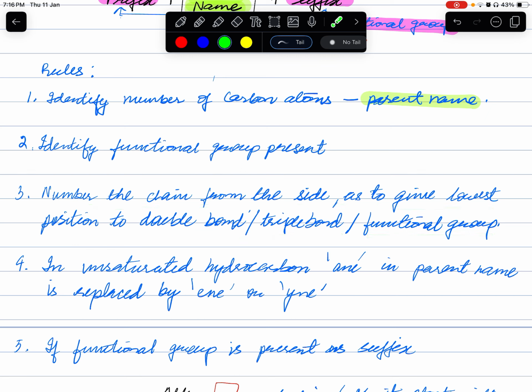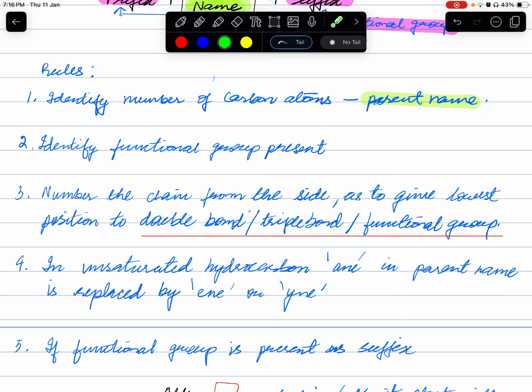One thing you remember, we have not discussed here in the table, but remember that double bond and the triple bond, they are also very reactive. Therefore, they make compound reactive. As a result, they are also counted as functional group. So whether any hetero atom is present or a double or triple bond is present, it will change the reactivity of compound, and therefore preference will be given to these. So we'll number the chain from the side as to give preference to double bond, triple bond or functional group.